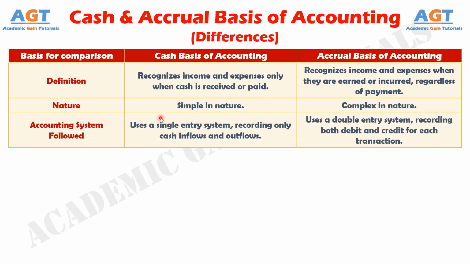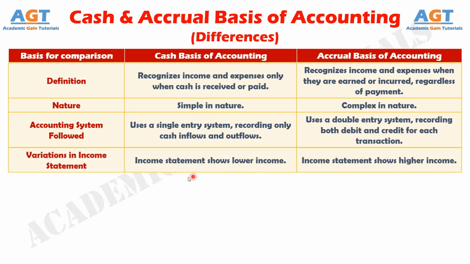Number 3. The cash basis of accounting follows a single entry system that records only inflows and outflows of cash, whereas the accrual basis follows a double entry system that records both debit and credit for each transaction. Number 4. Under the cash basis of accounting, the income statement generally shows lower income, whereas under the accrual basis, it shows higher income levels.